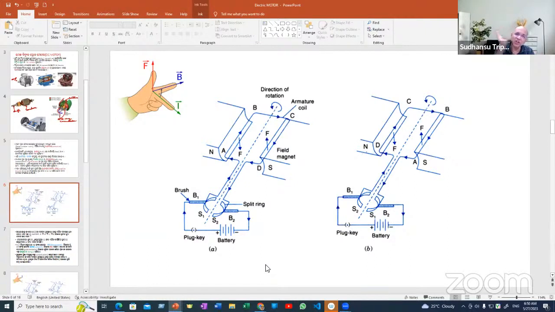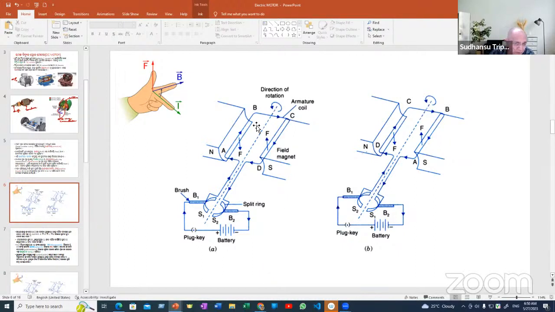The inertia carries the coil around, and then the connection is made again in the split ring. So the current direction changes inside the coil, but in the external circuitry the current direction remains the same. And interestingly, the rotation direction will remain the same, either anti-clockwise or clockwise, going on and on, if you do not change the direction of the current, because you are using a DC source.